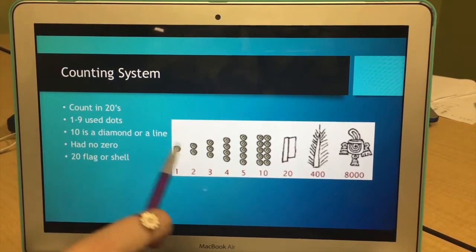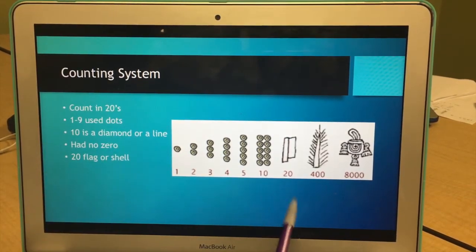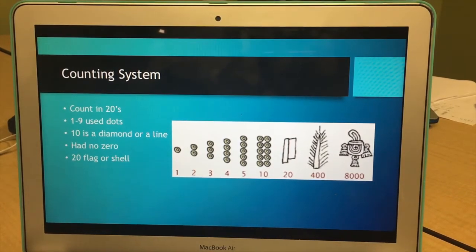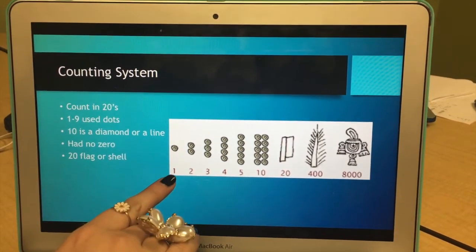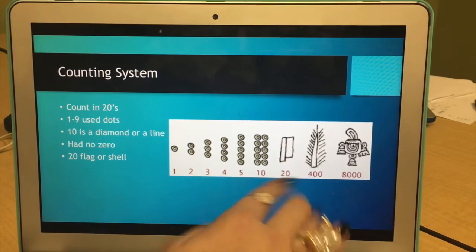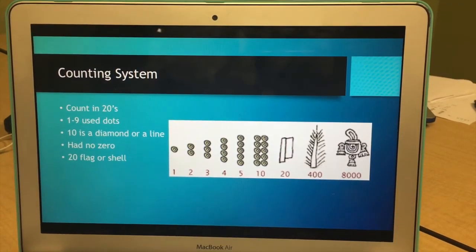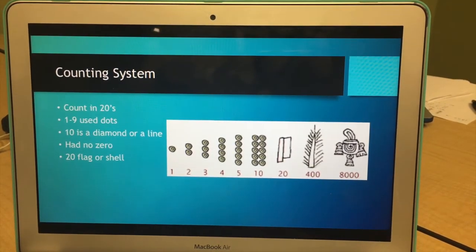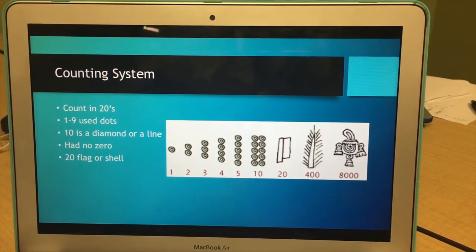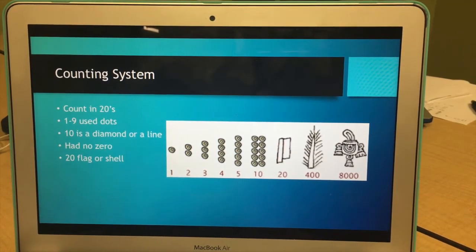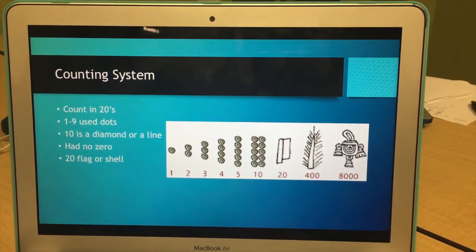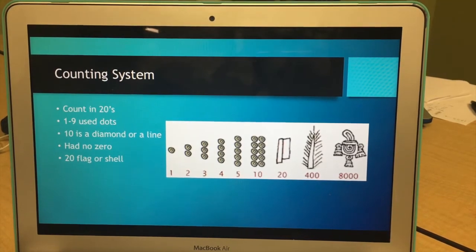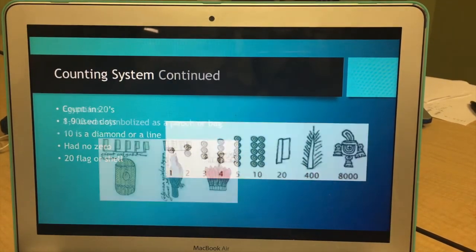And for numbers 1 through 9 and also 10 in this case, they used dots. So you can see 1, 2, 3, 4, 5, and 10 were all used as dots, and a 10 can either be represented as dots, a diamond as we do in Jess's presentation, or a line. The Aztec counting system had no zero, and the 20 was represented as a flag, as we will do in our presentation, or a shell.